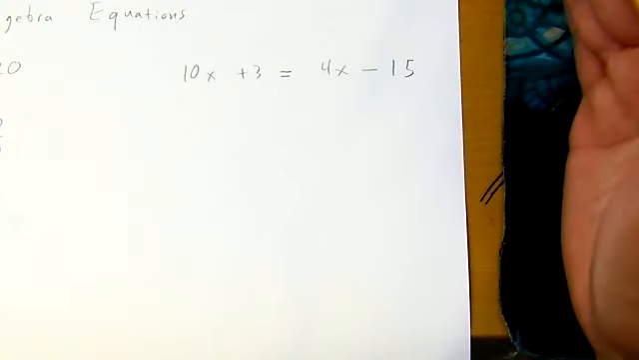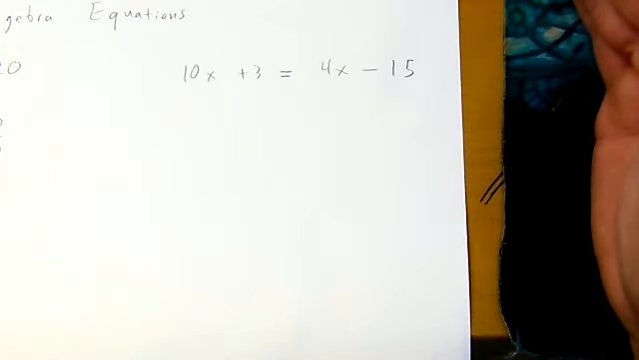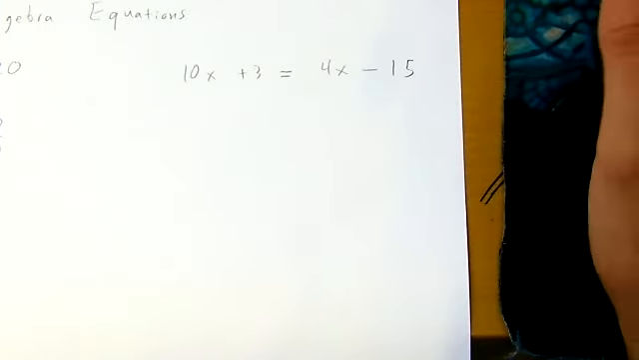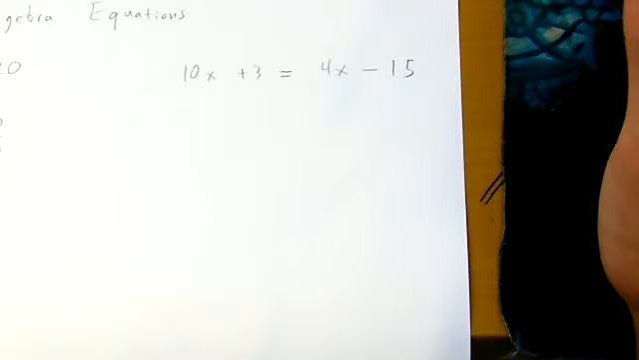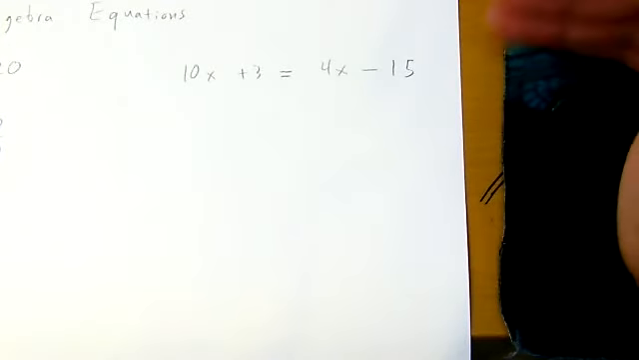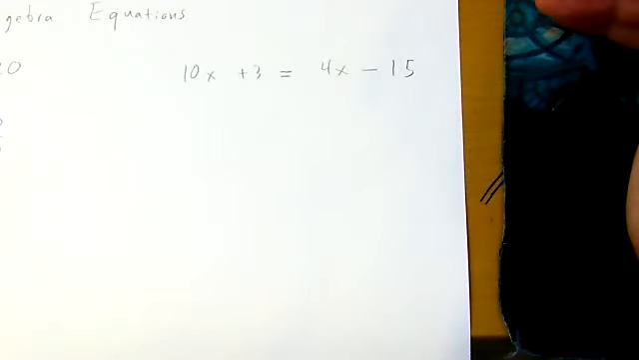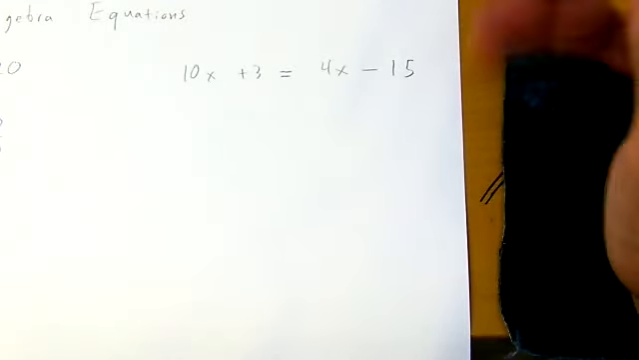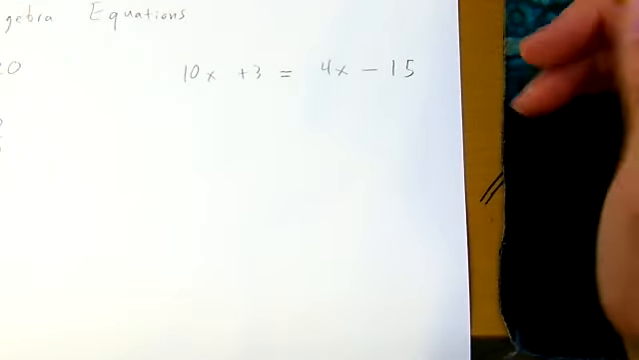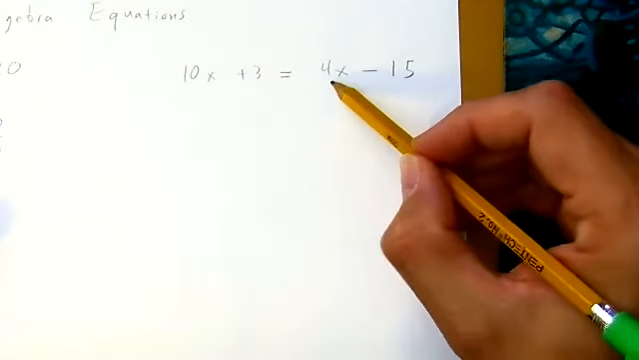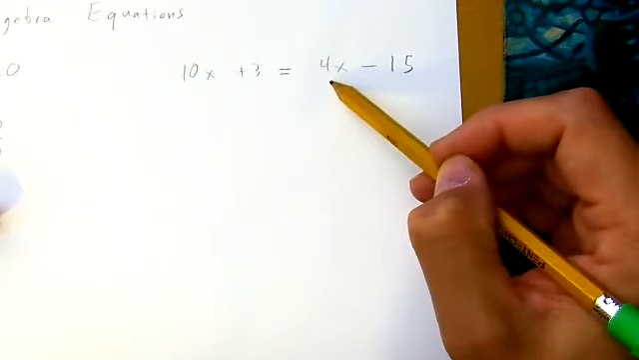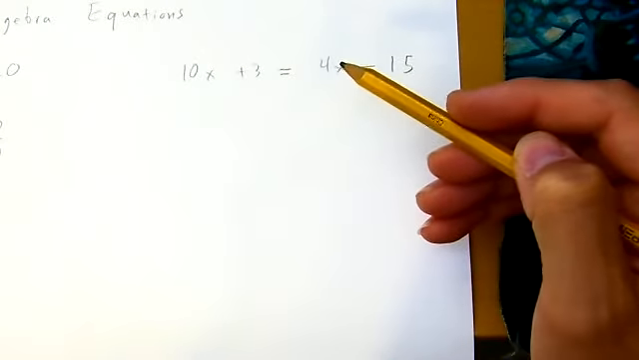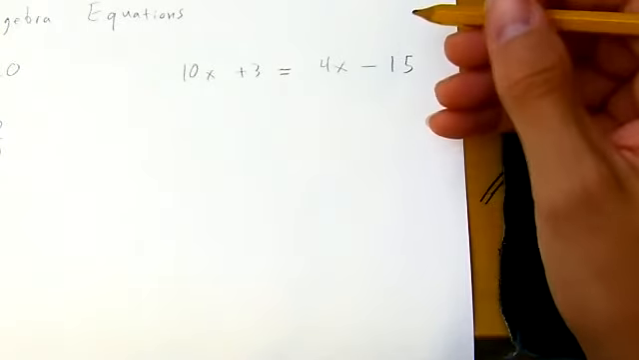Now, ultimately, the choice is yours, which one you move. But I'm going to tell you that from experience, I always move the smaller one to the bigger one. And if one's negative and one's positive, I always move the negative one to the positive one. And you'll see why once we do a few of these. So this is 4x, this is 10x. If I move this way, I'm going to end up with a negative. And the less negatives you have to deal with, the less chances you have of making mistakes.